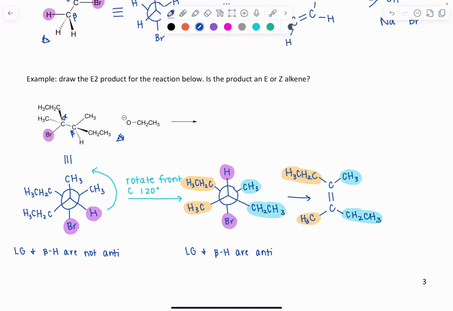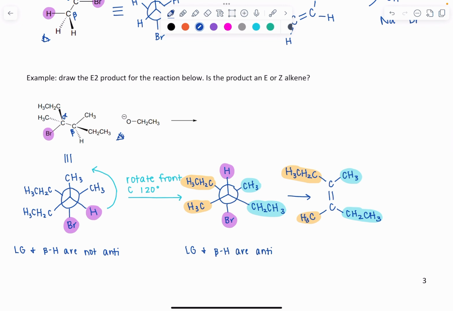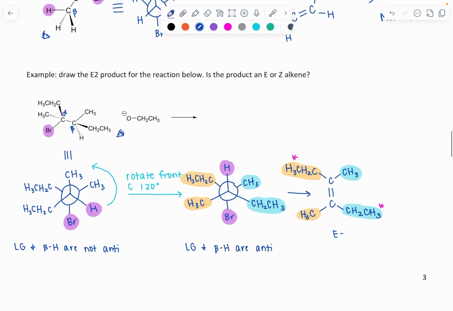This allows us to draw the correct product because without rotating to get the leaving group and beta hydrogen anti, you may have drawn an E alkene when it should be Z or a Z alkene when it should be E. In this case, our priority groups are the two ethyls. They're on opposite sides, so this is an E alkene. And this is the only product that forms. The Z alkene doesn't form.